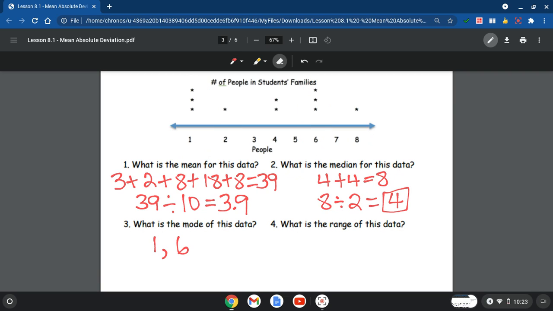Continuing on, to find the range, we are looking to take the highest value, which is 8, and subtract the lowest value, which is 1. So when I do 8 minus 1, I get 7. 7 would be my range.